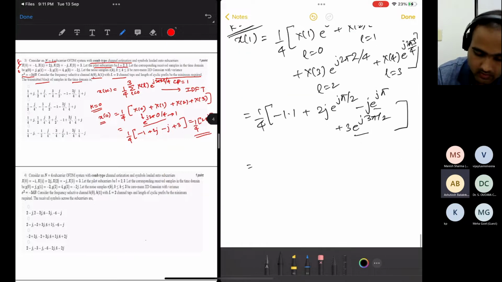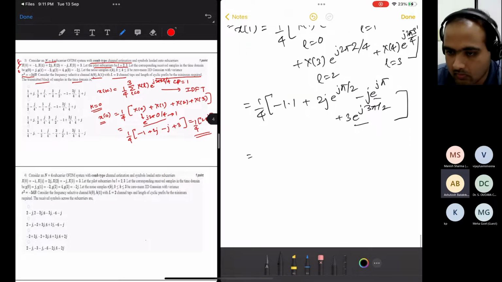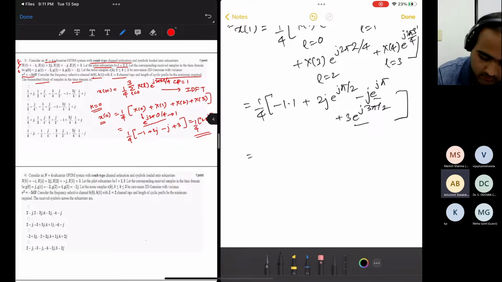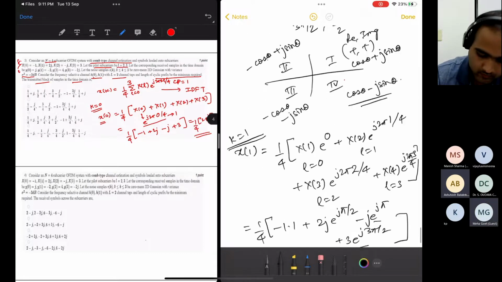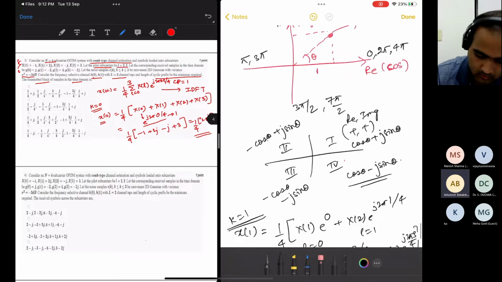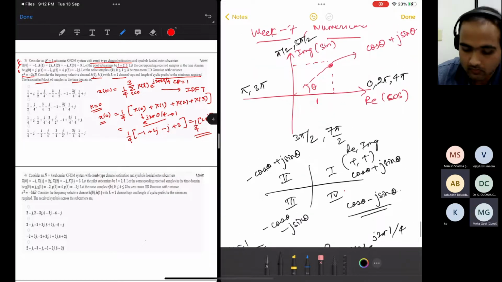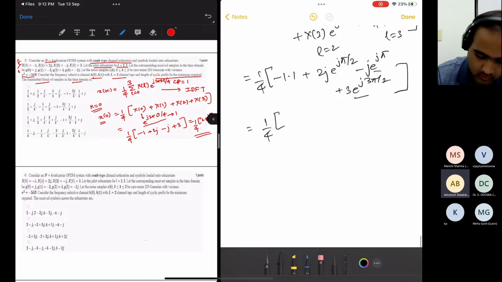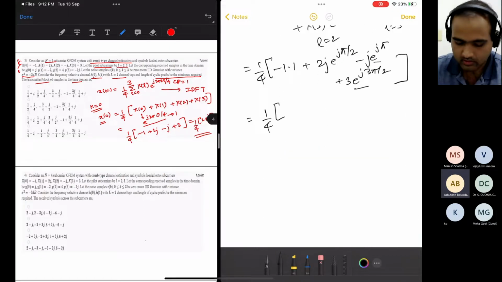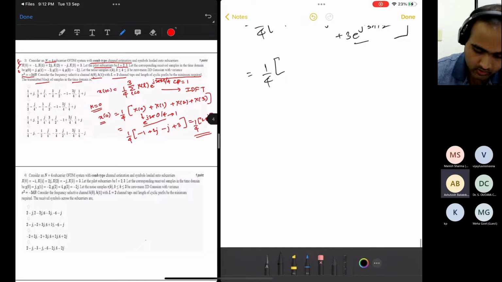If anyone has any doubt in any step, just ask. Feel free. Can you explain these phases again? Which part? The pi part, the lower pi one. This one, the above one. Okay. We'll just come back to this in a moment.